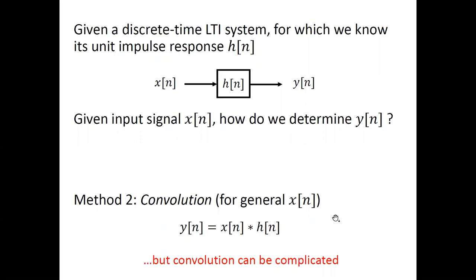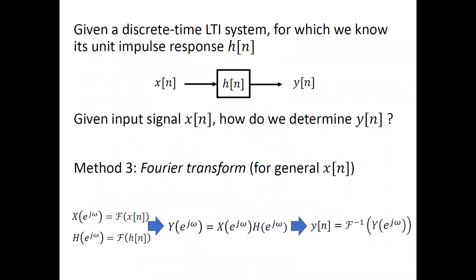And even before, in chapter two, when we first learned the LTI system, we learned the convolution. We can calculate discrete time convolution, but depending on the structure of the input signal x and the impulse response h, the convolution can sometimes be complicated. In this chapter, we learned to determine y of n using Fourier transform. It can be applied to general x of n regardless of whether it is periodic or not. So we can apply the convolution property.